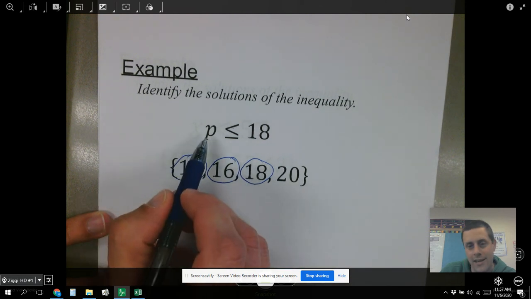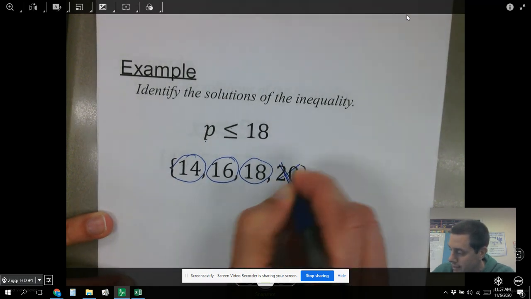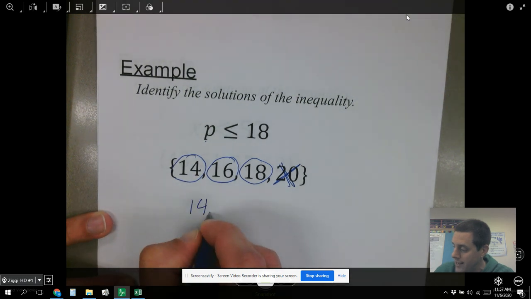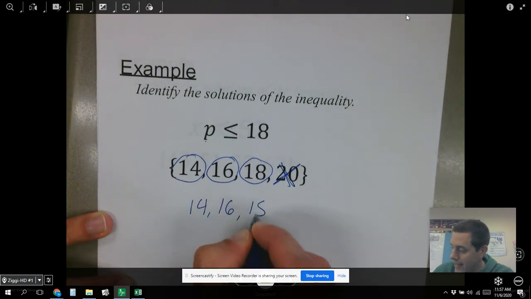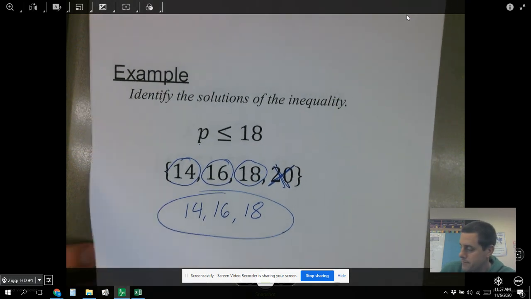20 plugged into P, is 20 less than or equal to 18? No, 20 is greater than 18. It is not equal to, so 20 is not a solution. So based on the set of numbers you were given, only 14, 16, and 18 are solutions.